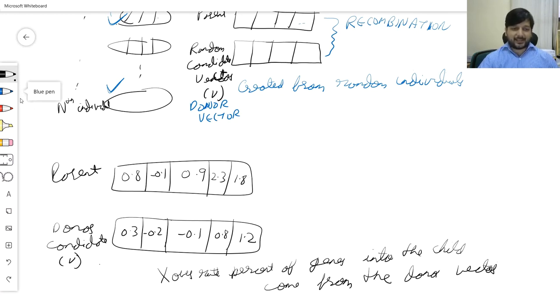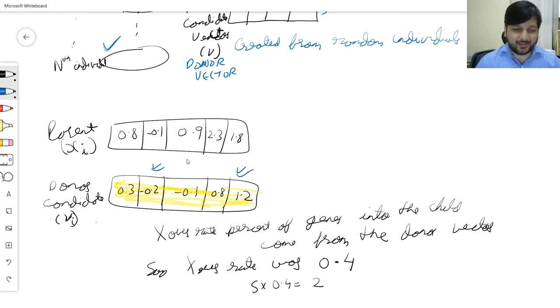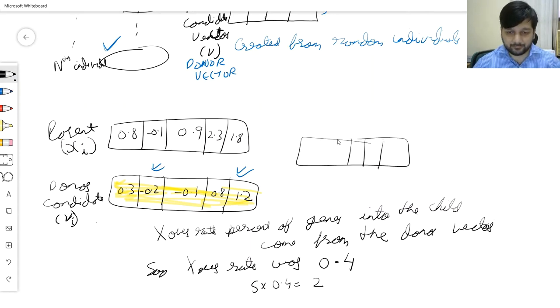So let's call this X of i, the ith individual, and let's call this V of i, the donor vector for the generation of candidate i. And we will do a scattered crossover such that crossover rate times the number of genes come from the donor vector. So let me assume a crossover rate of 0.4. So 5 genes into 0.4 is 2. So I select 2 random genes and they come from the donor: a minus 0.2 over here and a 1.2 over here, and the rest come from the parent.